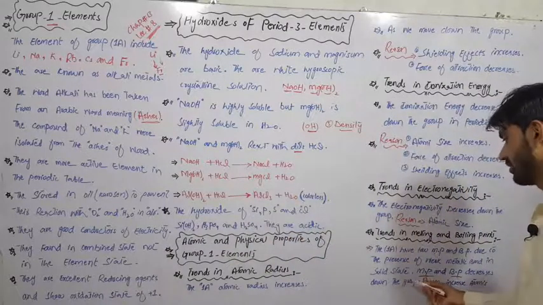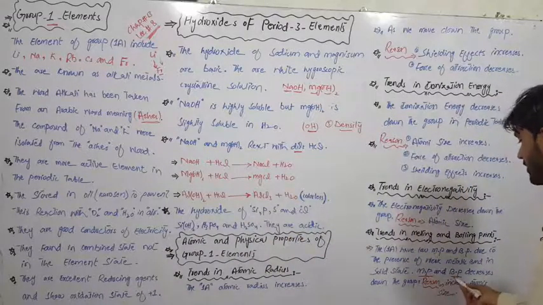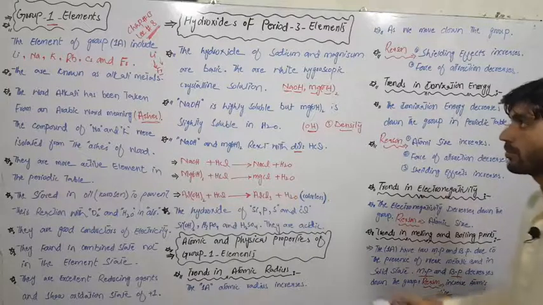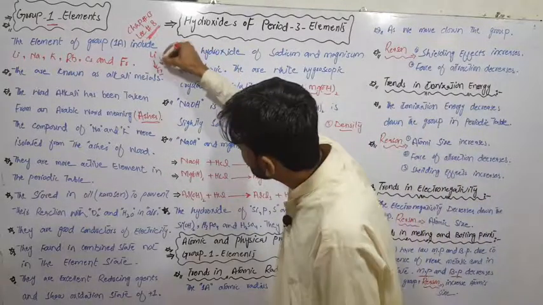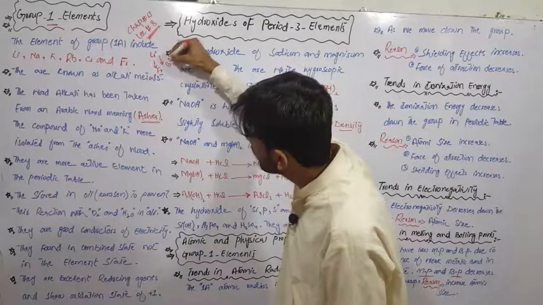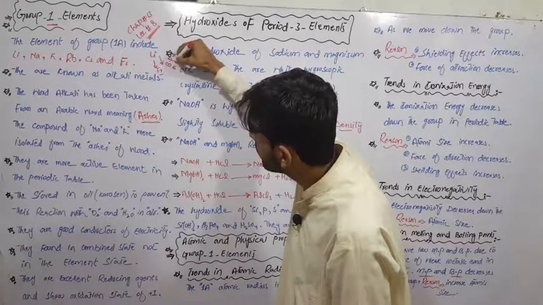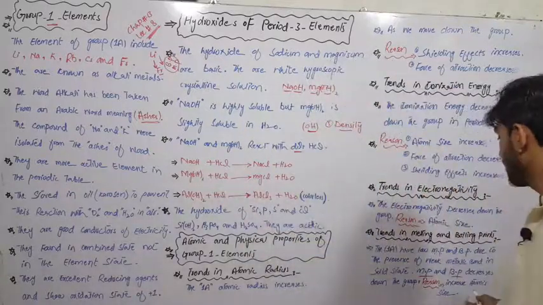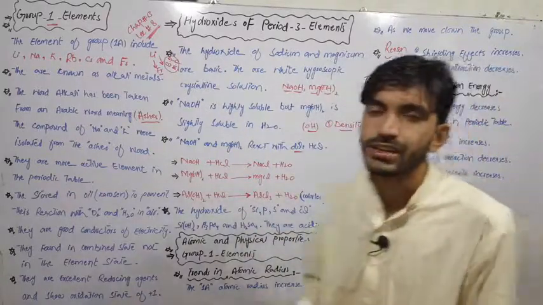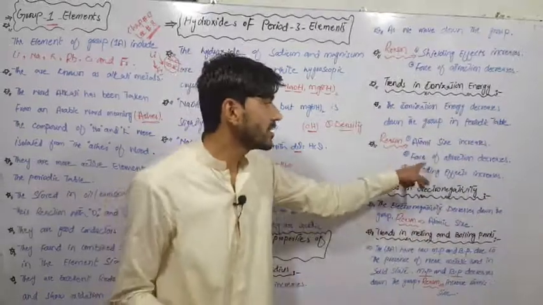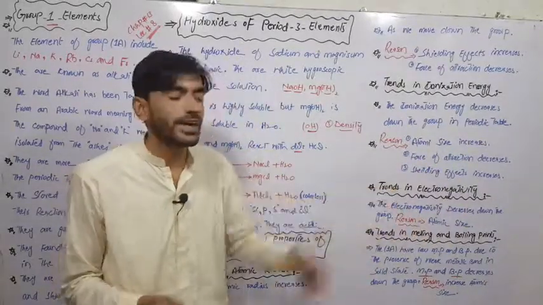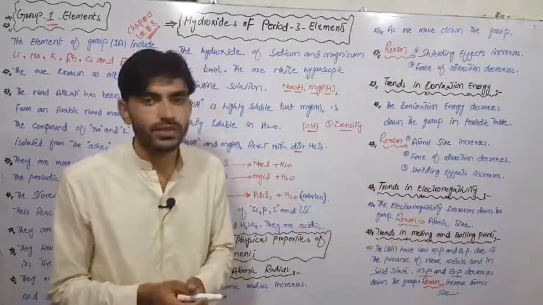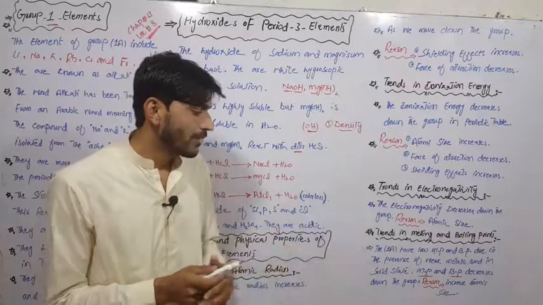In solid state, melting and boiling points decrease down the group. Down the group, their melting and boiling points decrease. Boiling point as well as melting point decreases down the group. Reason: increase in atomic size. Next, the force of attraction decreases and the shielding effect increases. That's why melting and boiling points decrease.